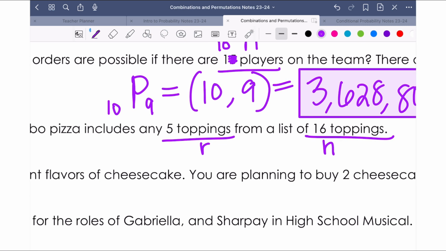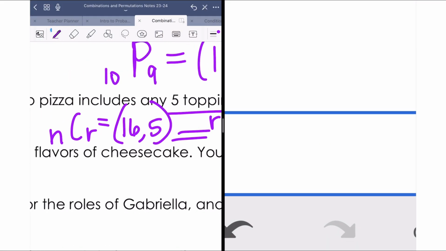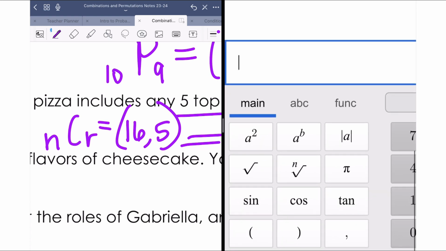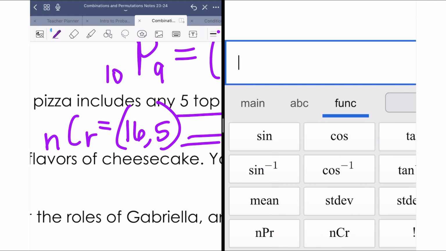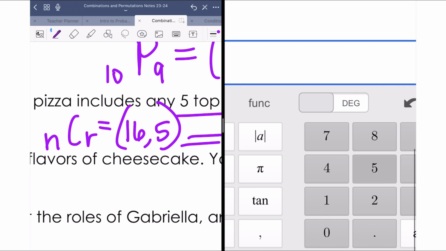Okay, and we said the order doesn't matter. So this is a combination. NCR equals 16, comma 5. Okay, and then let's see what number we get. So go to your calculator, main menu, change it to function, and then NCR is right here. And then it is 16, comma 5.